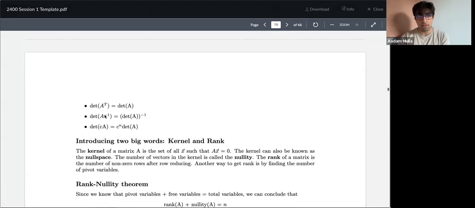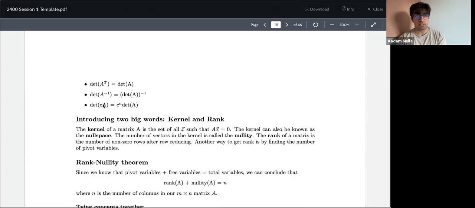Anyways, the determinant of A inverse equals 1 over the determinant of A. We talked about this one in the previous inverses chapter as well. And then this one's interesting.